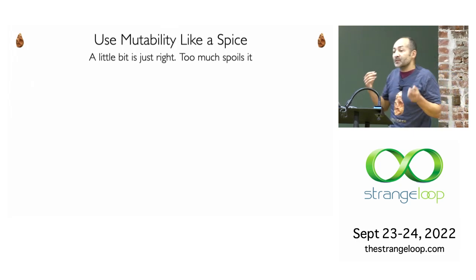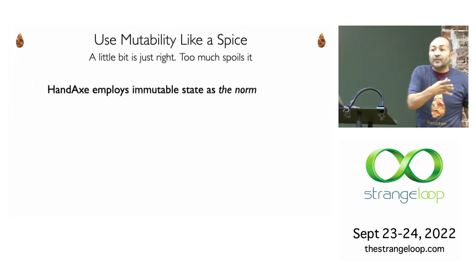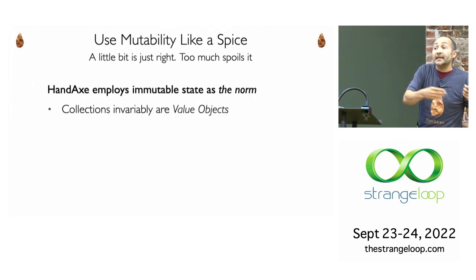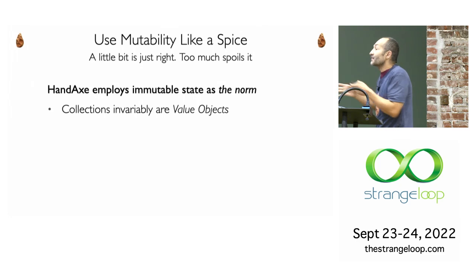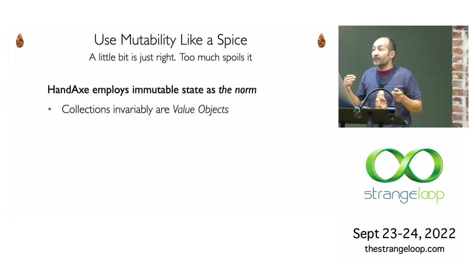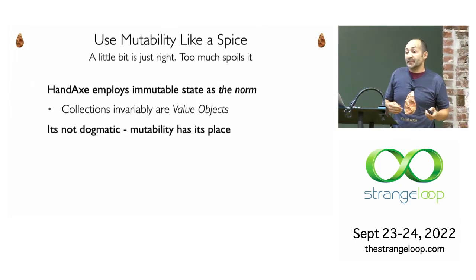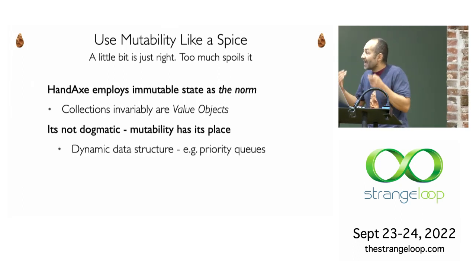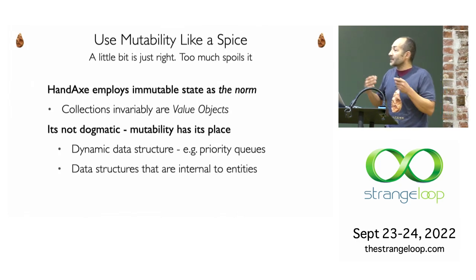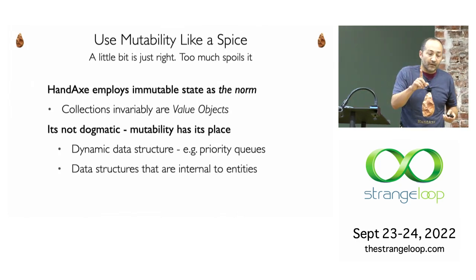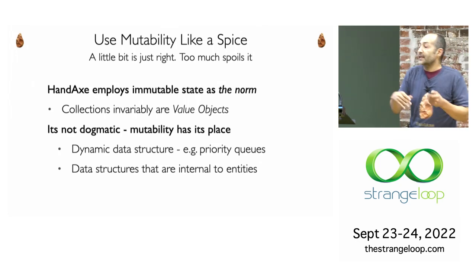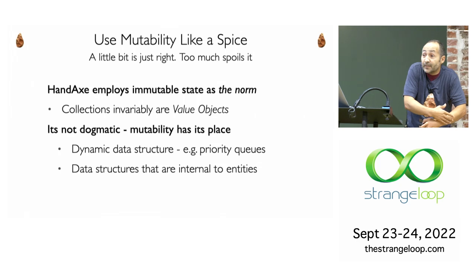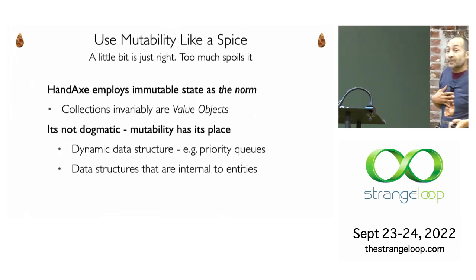I say mutability is like a spice. Like, you should lean immutable, but mutability has its place. In HandAxe, immutability is the norm. Invariably, collections are value objects, if you want to think about it from a domain-driven design perspective. But let's not be dogmatic. Some data structures, priority queues, they have to be mutable or they don't make sense. Sometimes internal state of an entity needs to be mutable, but it's hidden inside so no one knows. What happens inside me is none of your business. No one touches my liver.